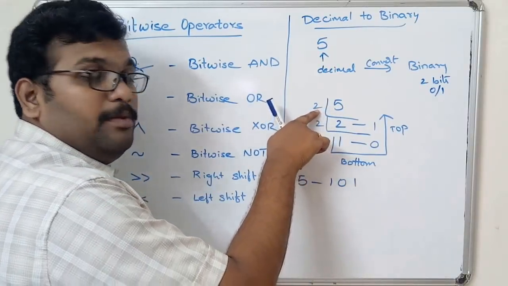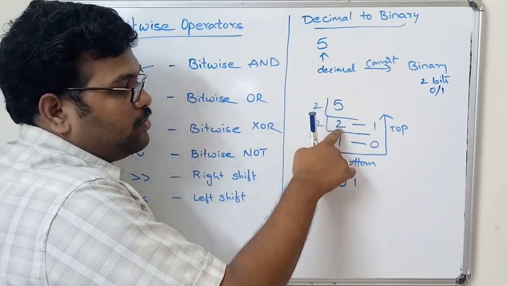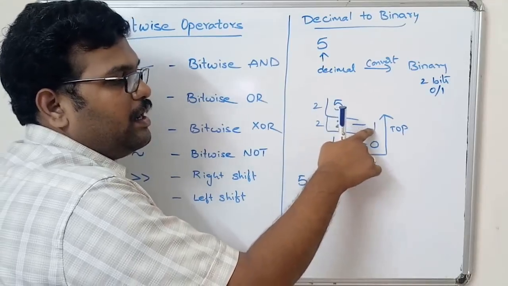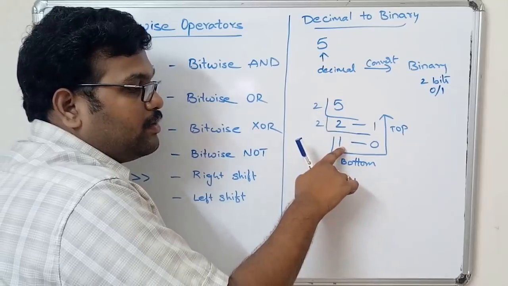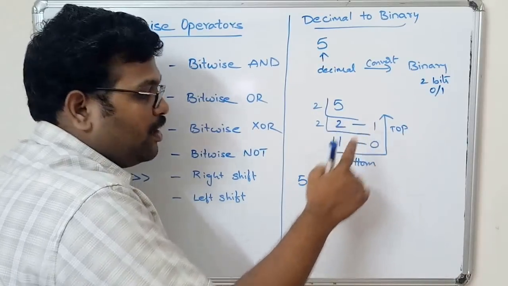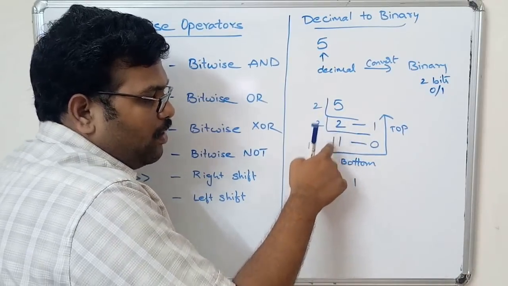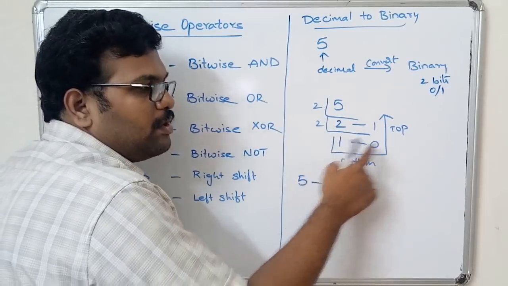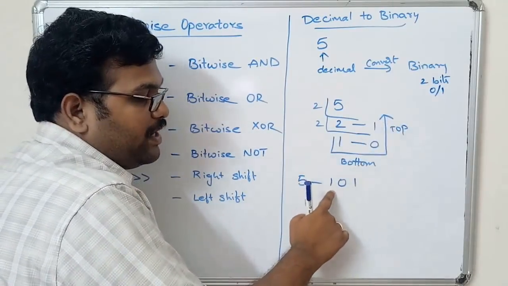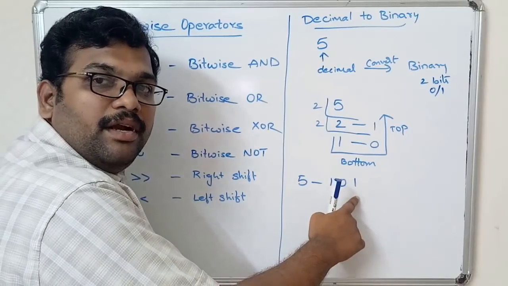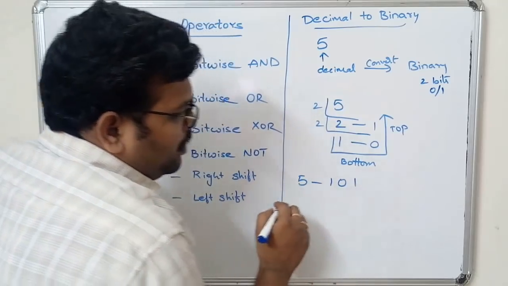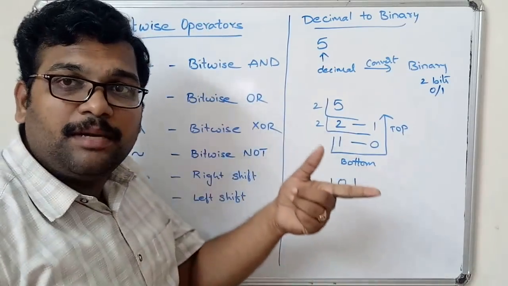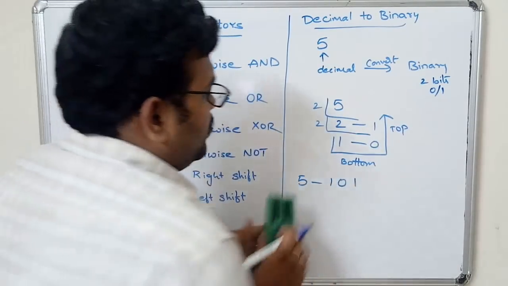So we divide by 2 and write the quotient and remainder. Again we divide by 2 and write the quotient and remainder. Then arrange the bits from bottom to top, so that we get the binary equivalent of the decimal number. Let us take one more example so that you can clearly understand.